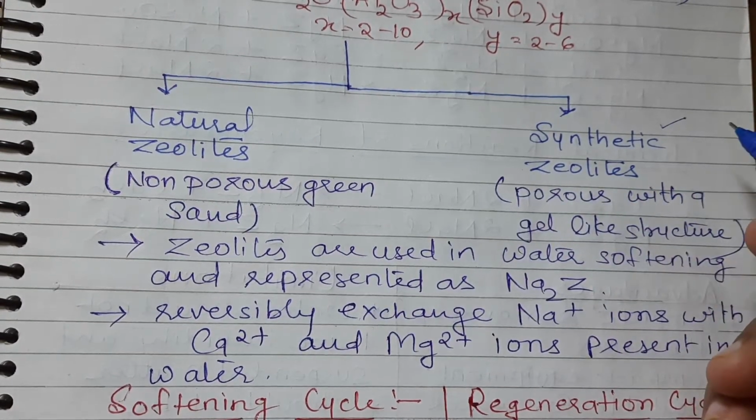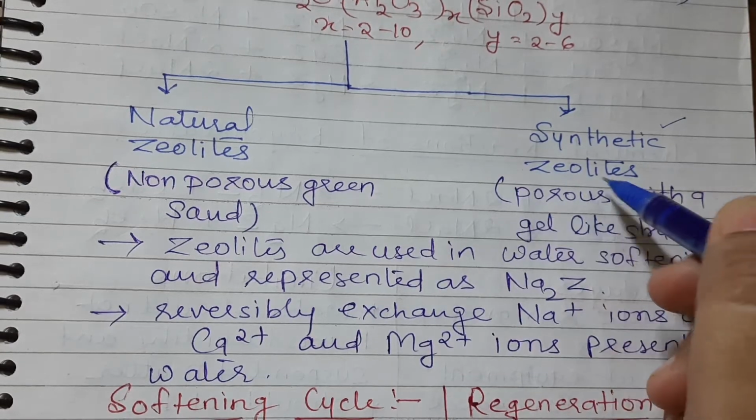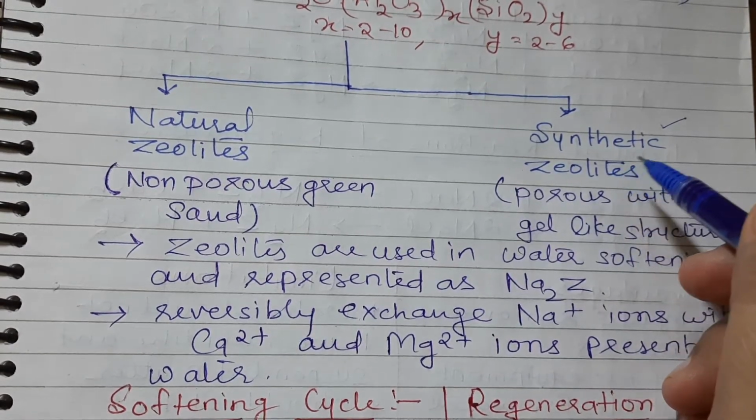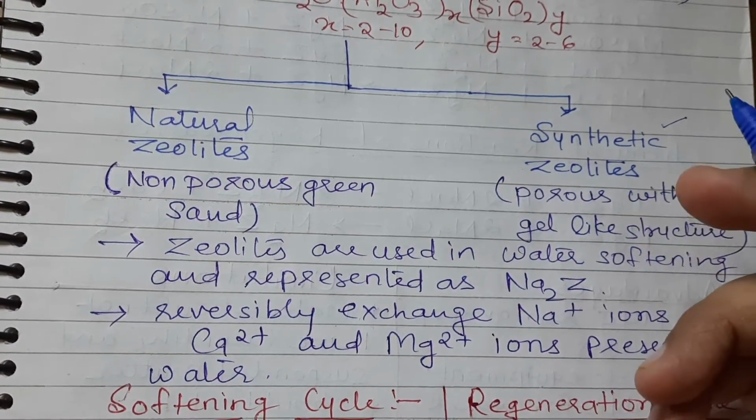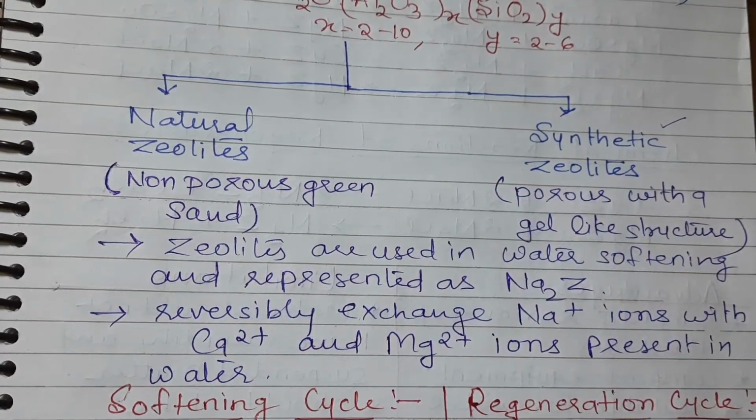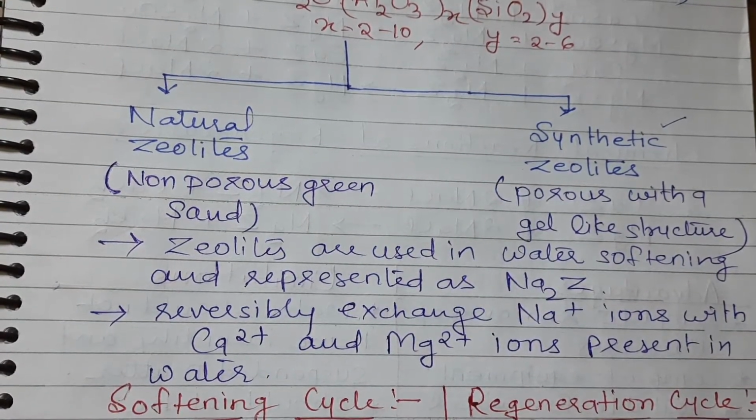So our purpose of water softening is best served by the synthetic zeolite due to its porous nature. What affects this process is actually the porosity of the zeolite. When zeolite has a porous structure, it offers more surface area to the water for the softening process.